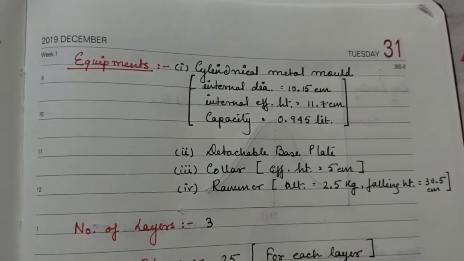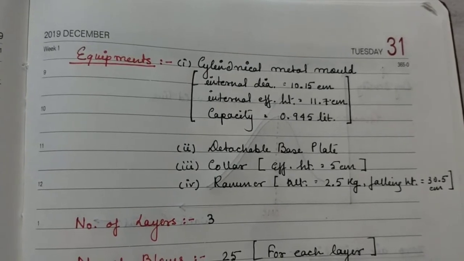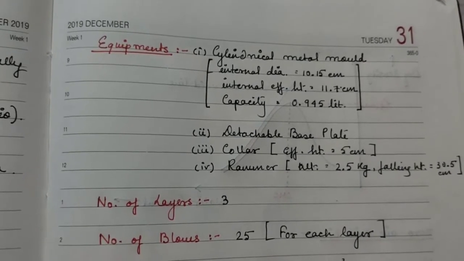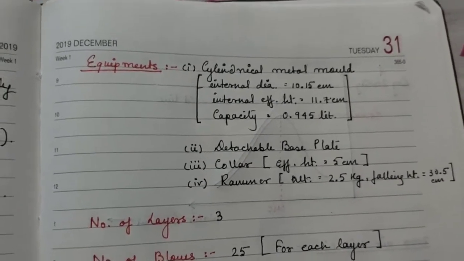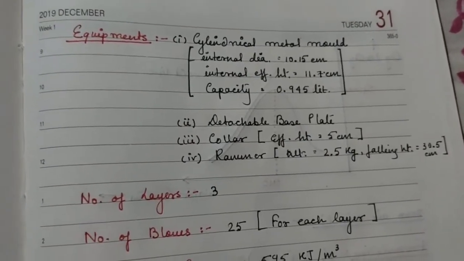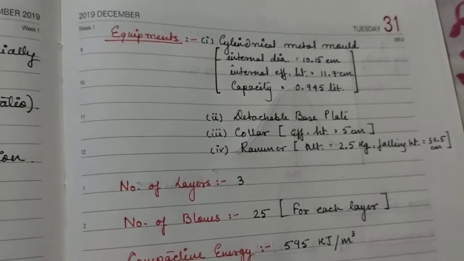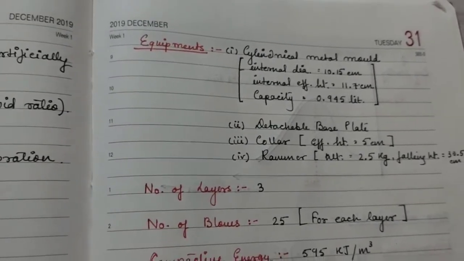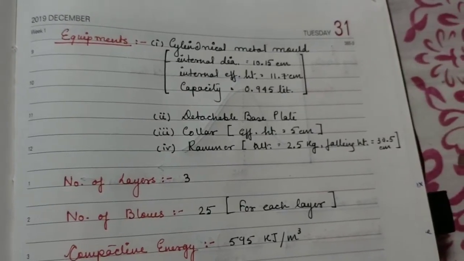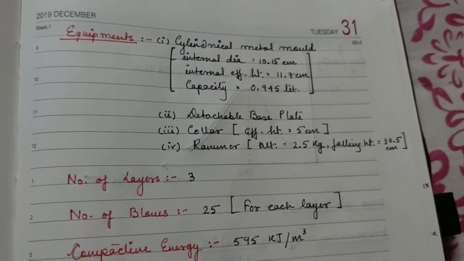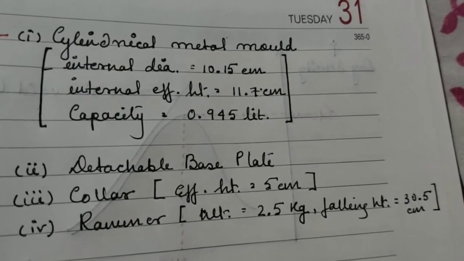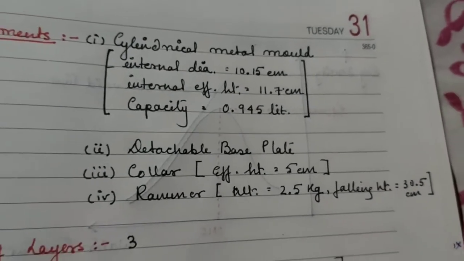The test equipment consists of a cylindrical metal mold having an internal diameter of 10.15 centimeter and internal effective height of 11.7 centimeter and a capacity of 0.945 liter. It also consists of a detachable base plate, a collar of 5 centimeter in effective height, a rammer having weight 2.5 kg which falls through a height of 30.5 centimeter.